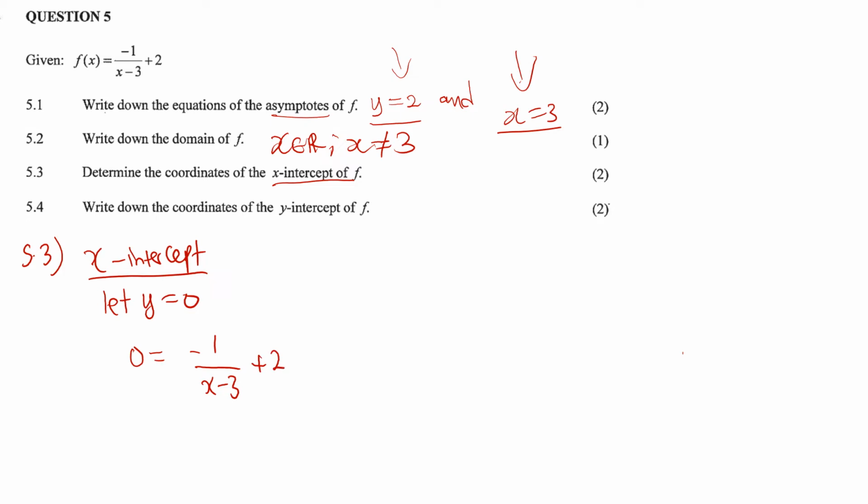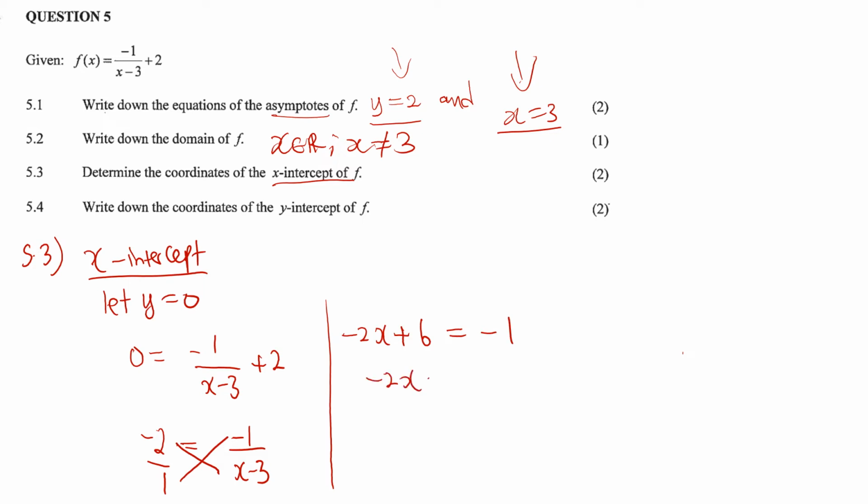We can transpose 2 when it goes this side to be minus 2, it equals minus 1 over x minus 3. Then we can simply cross multiply, right? So we'll have something like minus 2x, minus 2 times minus 3, it's going to be positive 6, is equal to minus 1 times 1, which is minus 1. So minus 2x will be equal to minus 1 minus 6 when we transpose 6, right? So minus 2x will be minus 7.